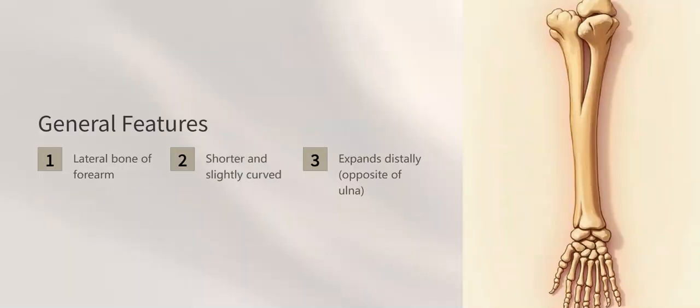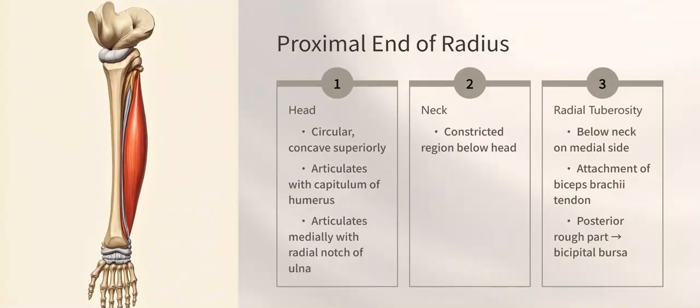2. Radius. General features: lateral bone of the forearm, shorter than ulna, expands at the distal end. A. Proximal end. Let's break it down. 1. Head of radius, circular and concave, articulates with the capitulum of humerus and the radial notch of ulna. 2. Neck, narrow region just below the head. 3. Radial tuberosity, present on medial side, attachment of biceps brachii tendon. Posterior part contains bicipital bursa.